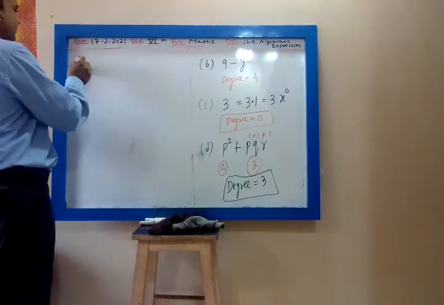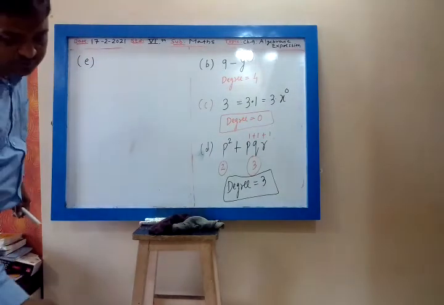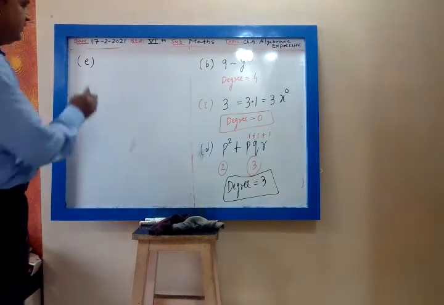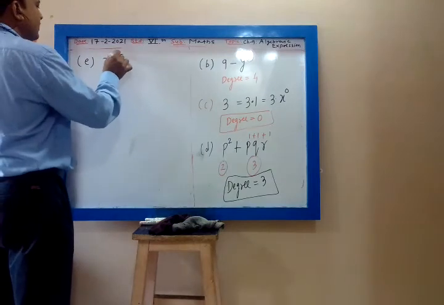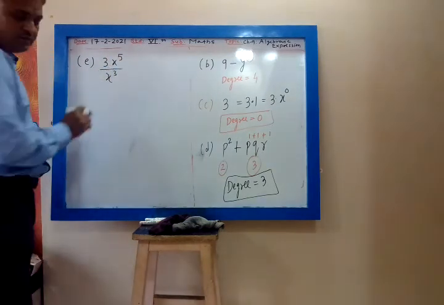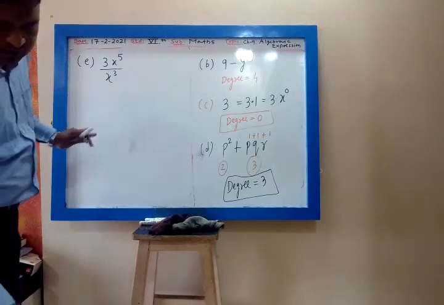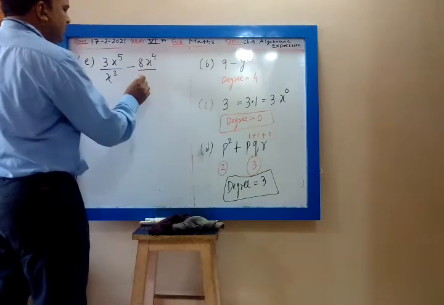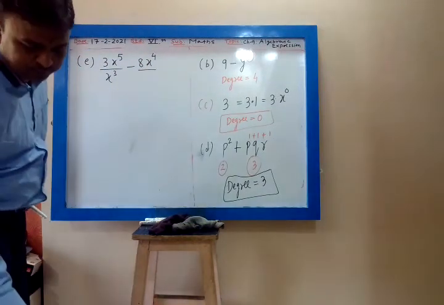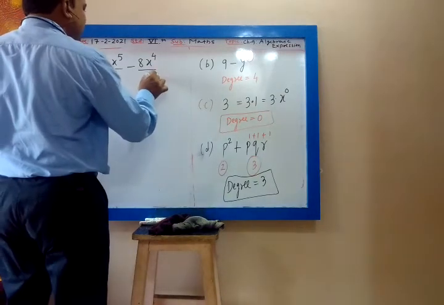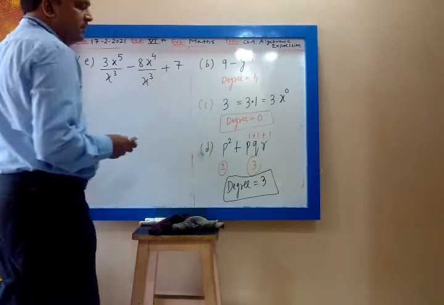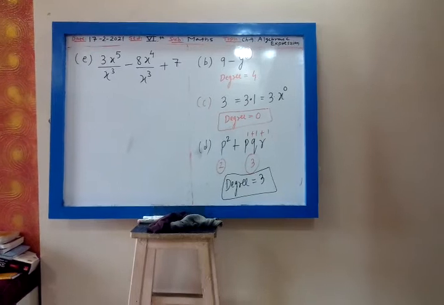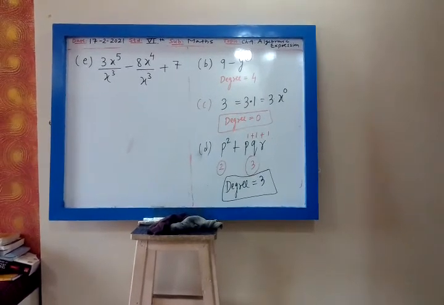Then, 3x raised to 5 upon x cube, minus 8x raised to 4 upon x cube, plus 7. Wait 1 minute. Now it is clear, right?